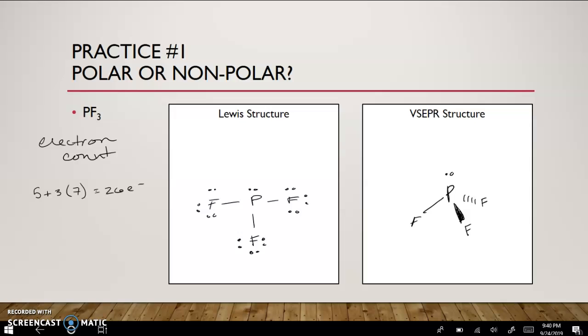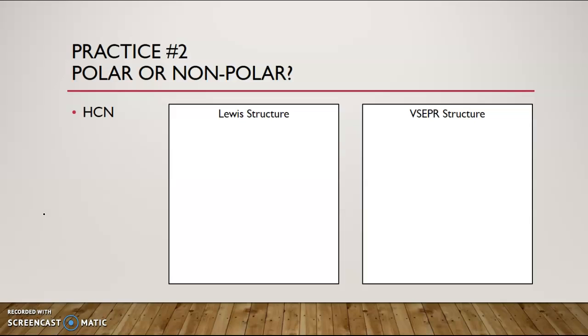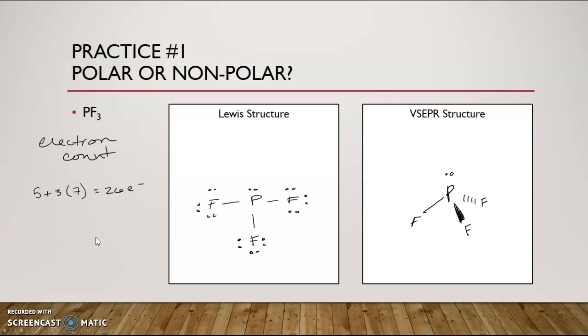Okay, so if I do my electron count first, I get 5 electrons from the phosphorus, and then I have 3 fluorines, each with 7 electrons. So this is my Lewis structure. I always want you to draw your Lewis structure first and then go from there to your VSEPR structure. Notice again I have that lone pair on top. That's where most of my electron density is going to be. So I can draw my arrow in that direction, the direction of the lone pair. And that is a polar molecule.